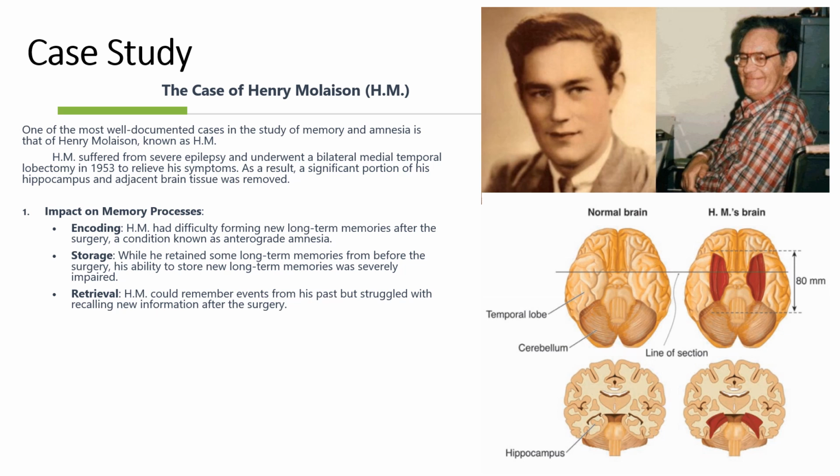One of the impacts was on the memory process, starting with encoding. Henry Molaison had difficulty forming new long-term memories after the surgery, a condition known as anterograde amnesia. About storage, he retained some long-term memories from before the surgery, but his ability to store new long-term memories was severely impaired. About retrieval, HM could remember events from his past but struggled with recalling new information after the surgery.